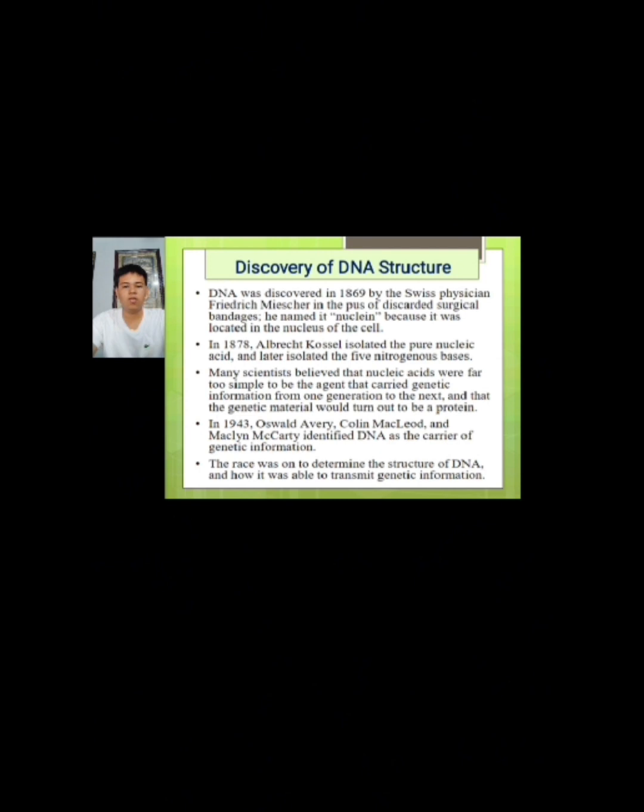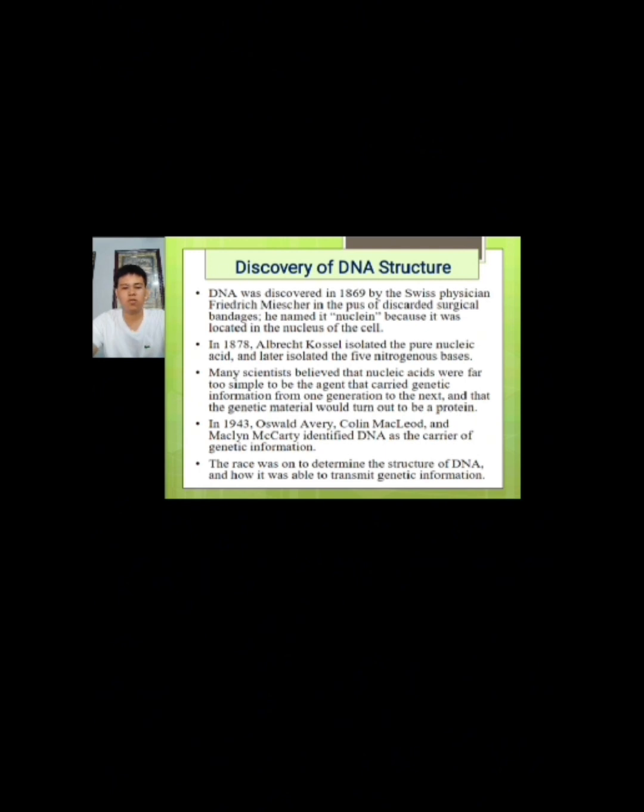In 1878, Albrecht Kossel isolated the pure nucleic acid and later isolated the 5 nitrogenous bases. So the 5 nitrogenous bases are adenine, thymine, cytosine, guanine, and uracil. Many scientists believed that nucleic acids were far too simple to be agents that carried genetic information from one generation to the next, and that the genetic material would turn out to be protein.